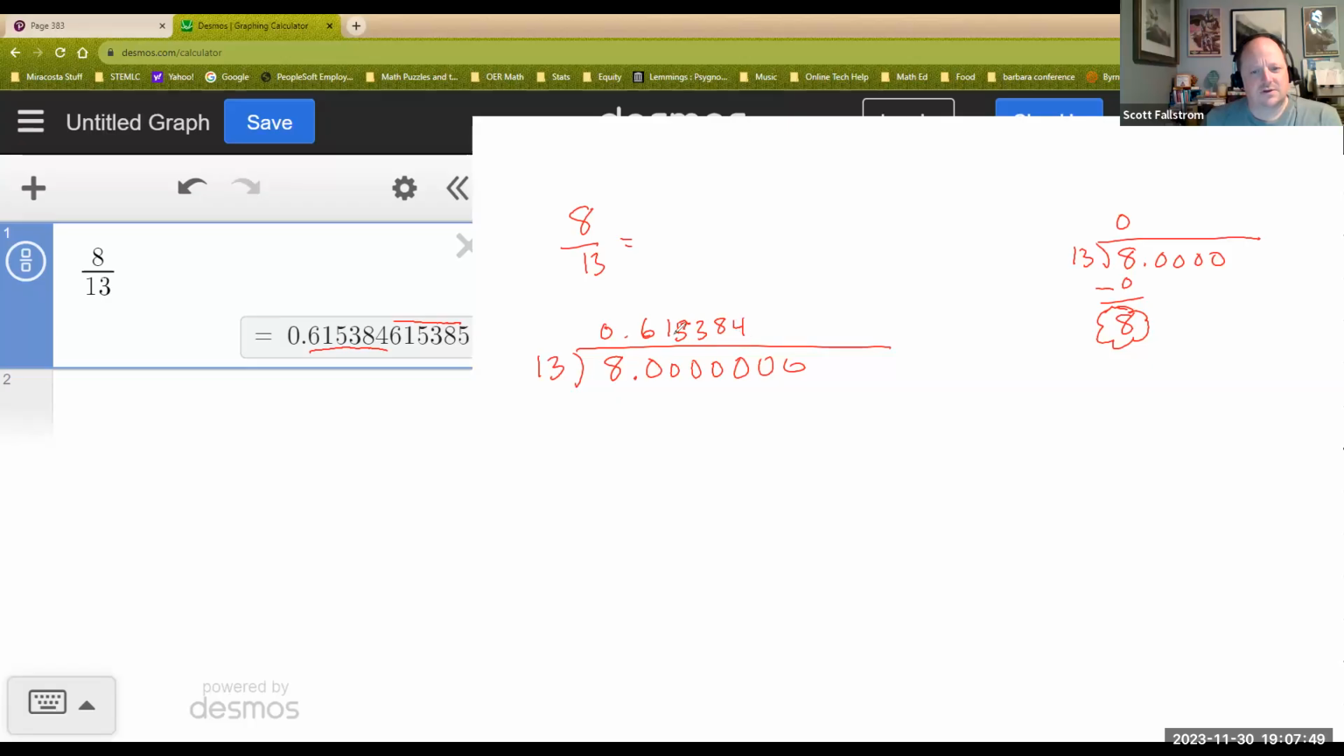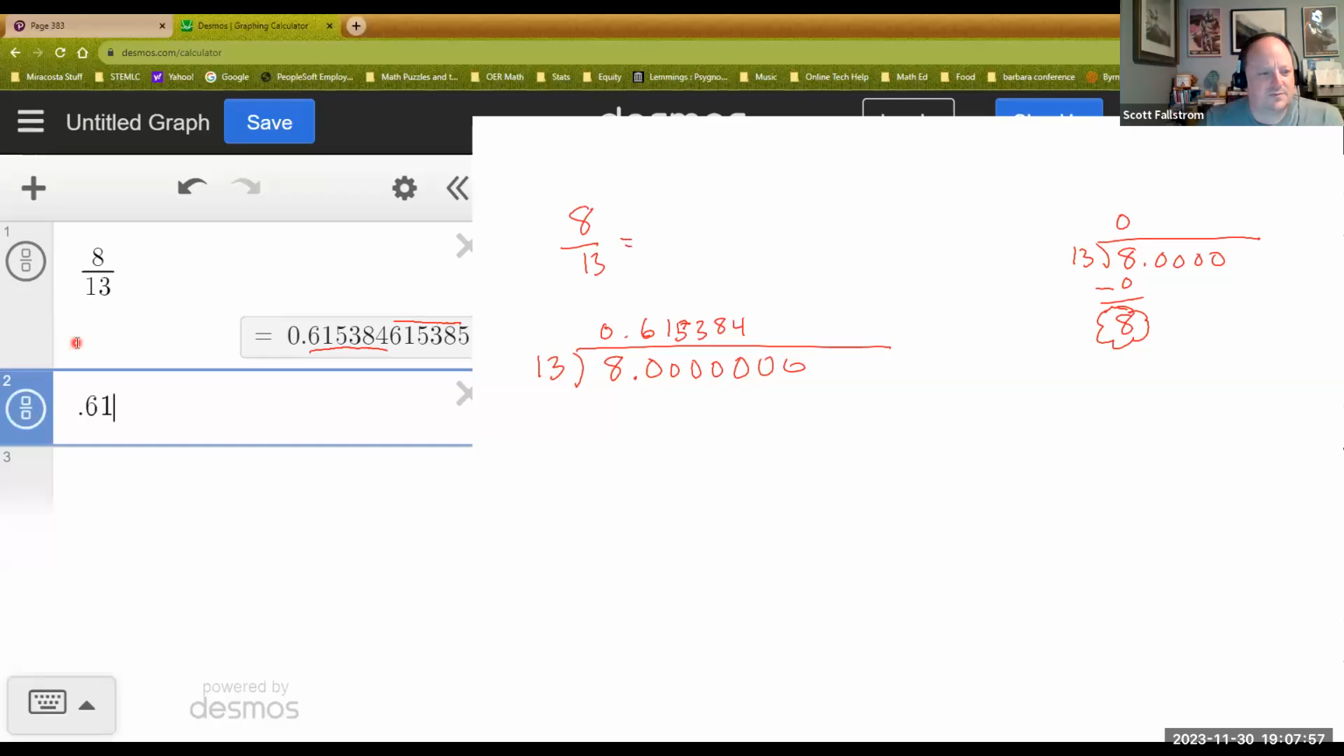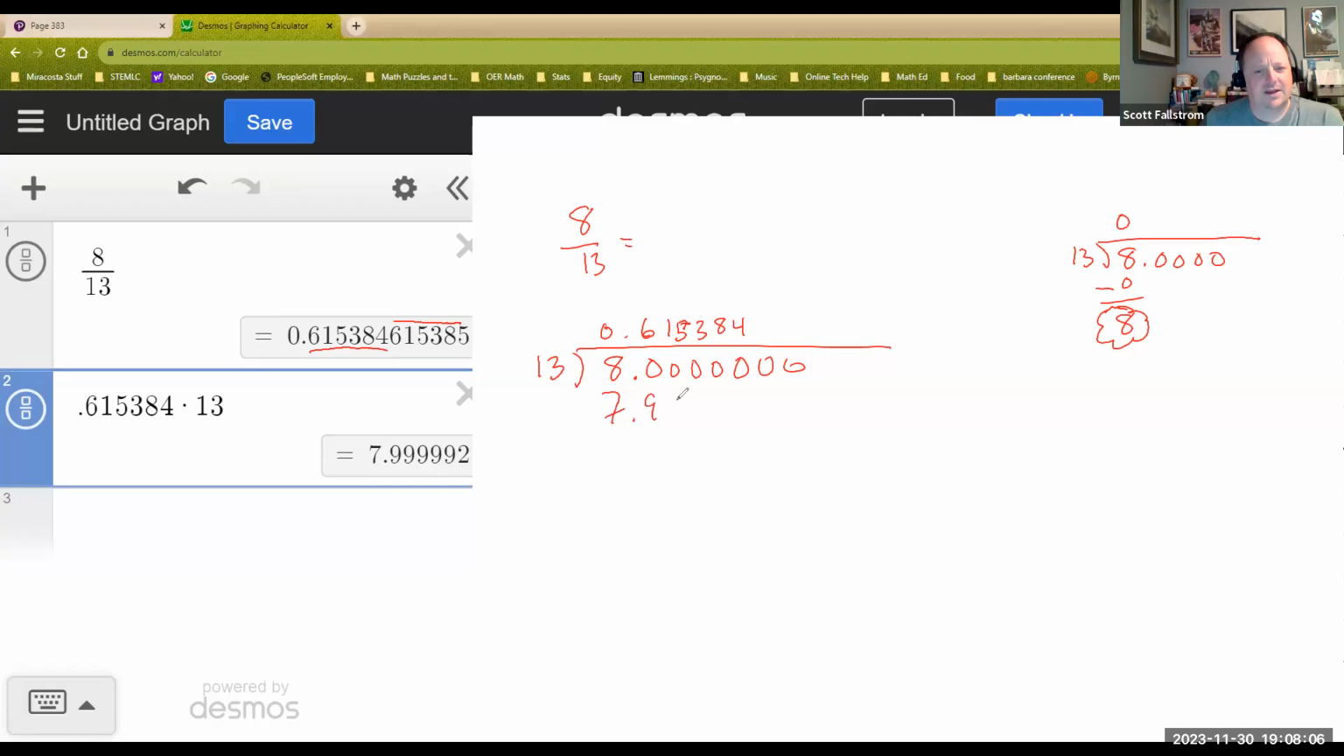0.615384. Okay, 615,384. Now I multiply that in my calculator. 0.615384 multiplied by 13, and we get this number, 7.999992. And when I subtract, I get a remainder of 8, which matches the remainder of 8 I started with. And since the remainders match, I don't have to go on any further.